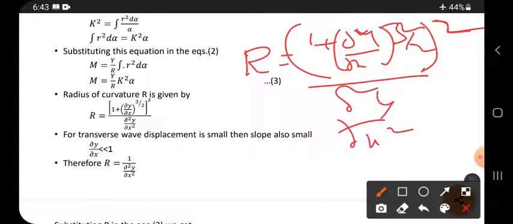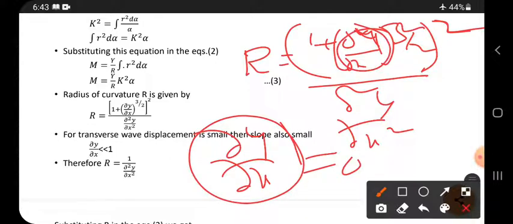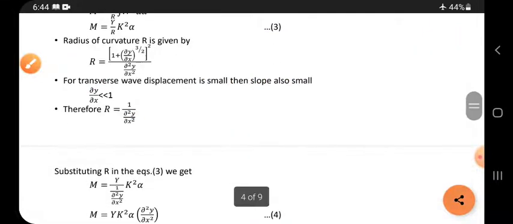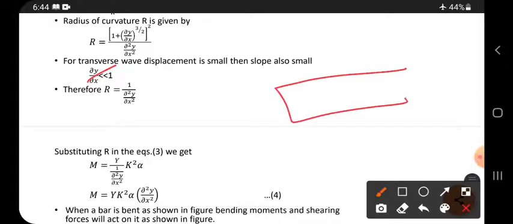But here the bending moment is less. Bending moment less means the slope ∂y/∂x is almost 0, because the bar cannot bend much; it bends very little. So this factor is 0, and then simply 1 by the second derivative factor remains. That is the reason why it is 0. Generally the bar bends, but very little bending occurs.